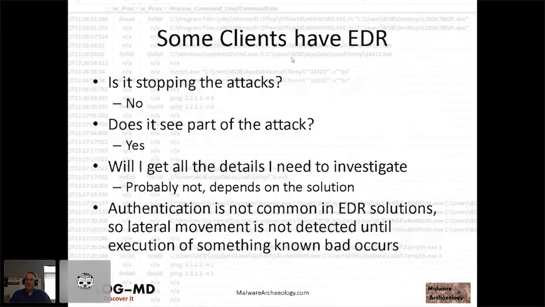Some clients do have EDR, right? And so what do we see with that? Is it stopping the attacks? No, for the very reasons of the three C's. We often find the configuration was inadequate. We see it stopping part of the attack, but it wasn't configured to stop other parts of the attack. We saw an attack, for example, that caught a payload being dropped, and it did not stop an execution of Tor. It was not configured properly to detect Tor and stop Tor.